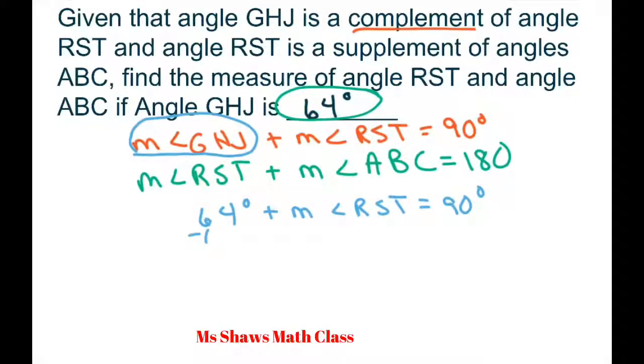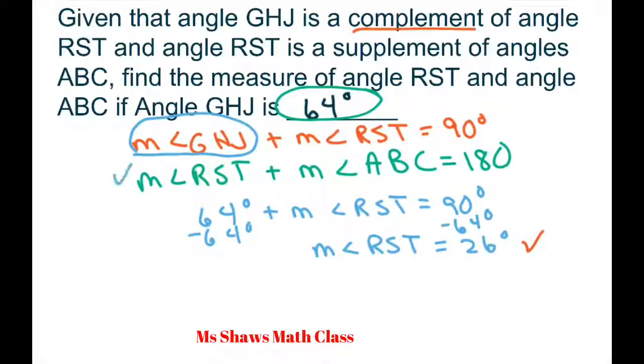And you subtract 64 from both sides. And you get the measure of angle RST equals 26 degrees. All right, now we're going to substitute this. 26 plus 64 equals 90. So I just double checked mentally.